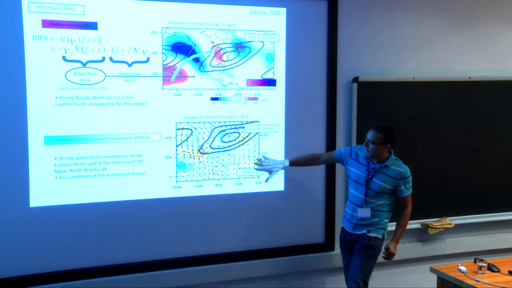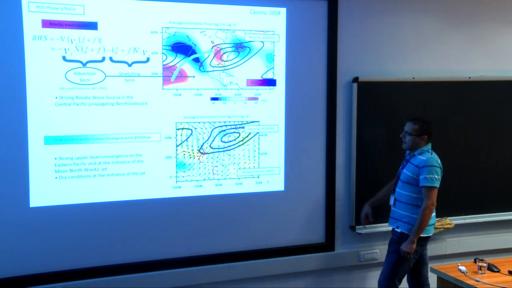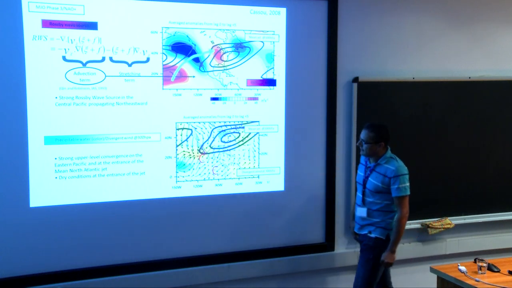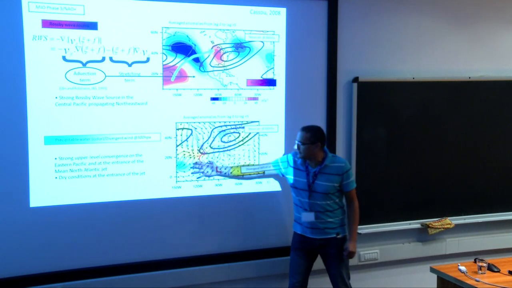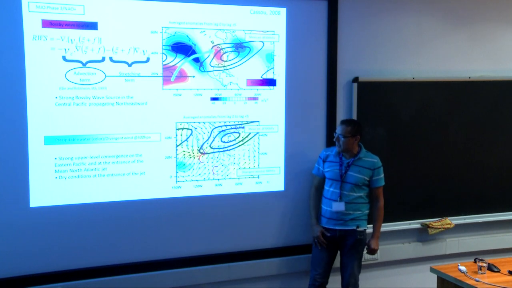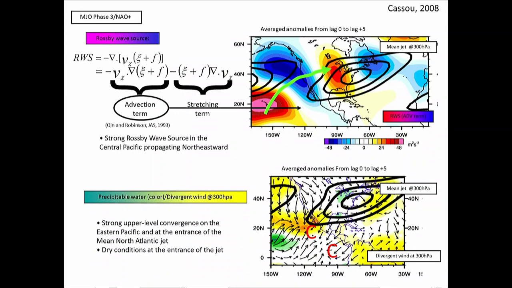Here, in color, we plot the precipitable water, okay? And the arrows show the divergent wind. So here, just at the entrance of the jet stream, we have this strong upper level convergence, and we have a dry condition at the entrance of the jet. It means that our storm tracks will not have enough supply of humidity at their entrance after some days of MJO phase 3.